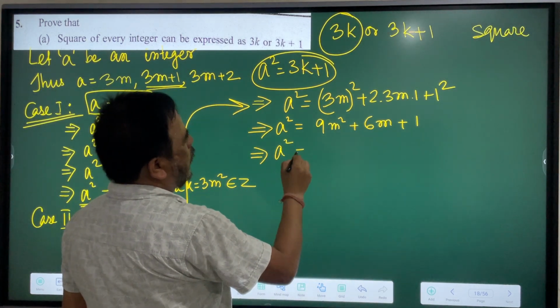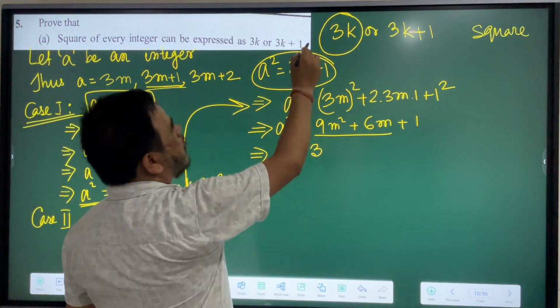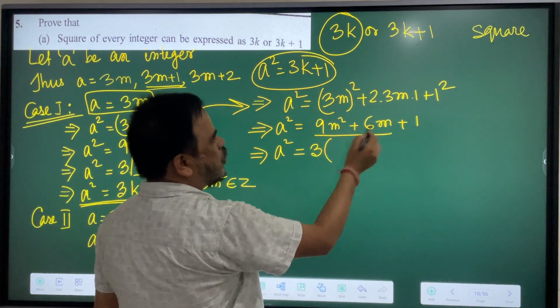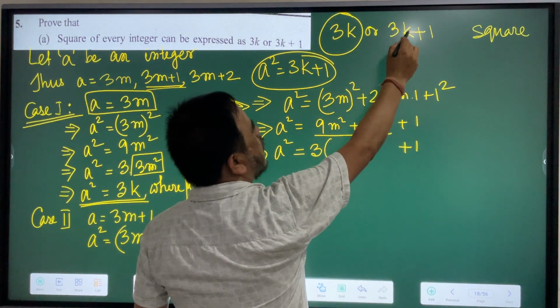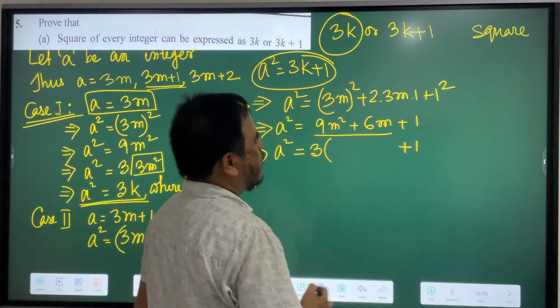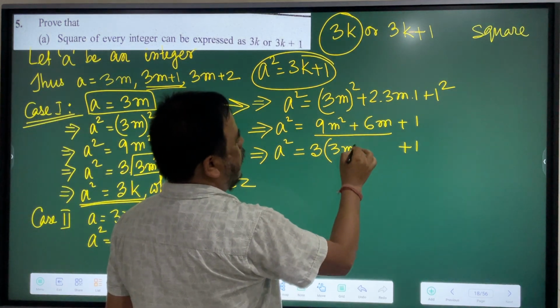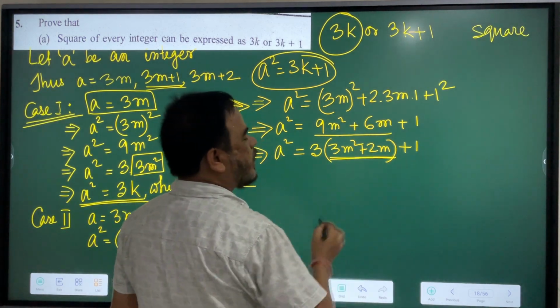a square is equal to 9m square plus 6m plus 1. From the first two terms we take 3 common, because we need to show 3k plus 1. The plus 1 we keep as it is, because we have to prove 3k plus 1. So from these two we take 3 common, giving 3m square plus 2m, and in place of this we will take k.